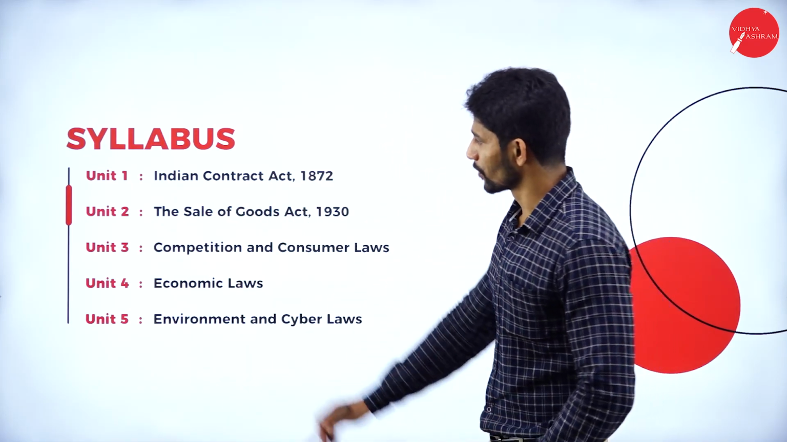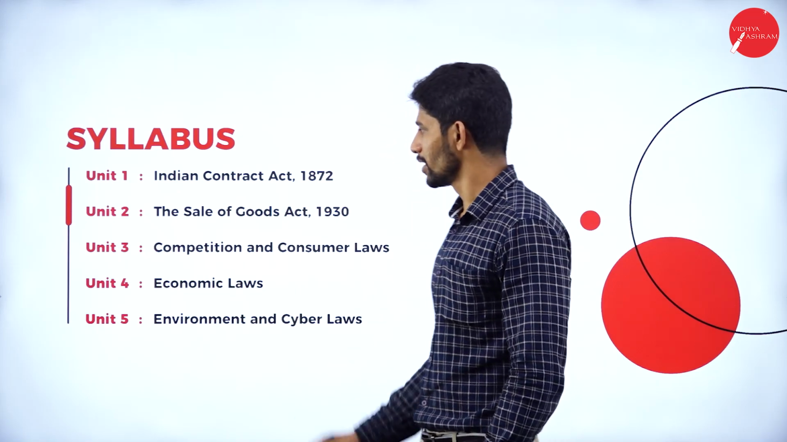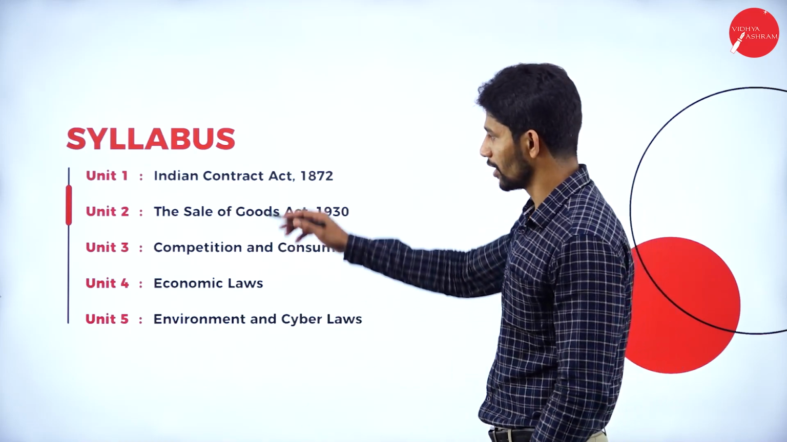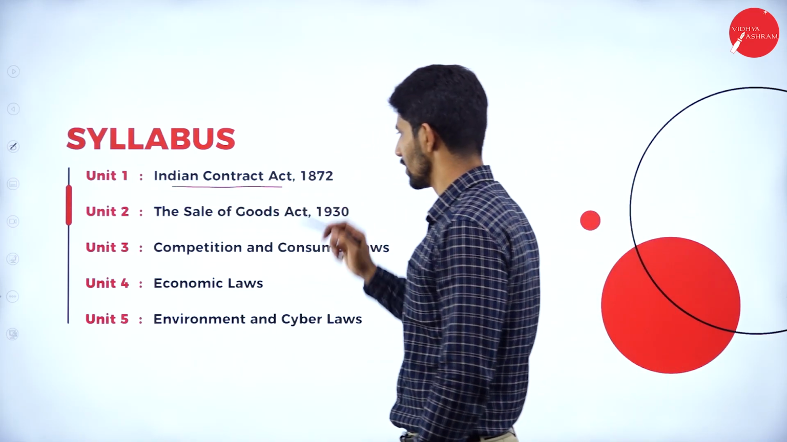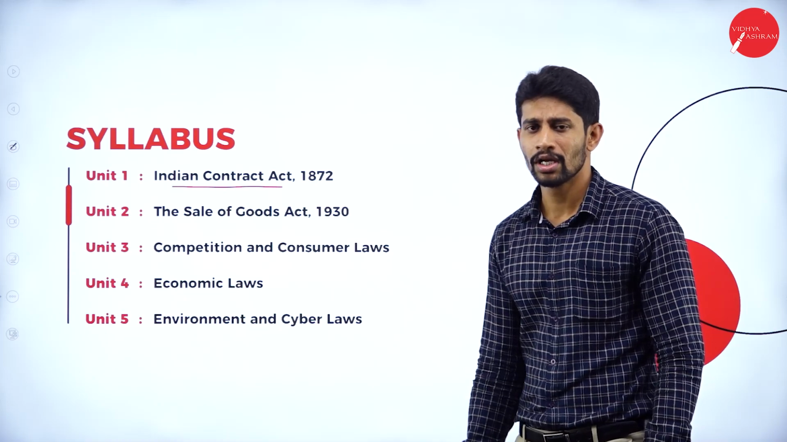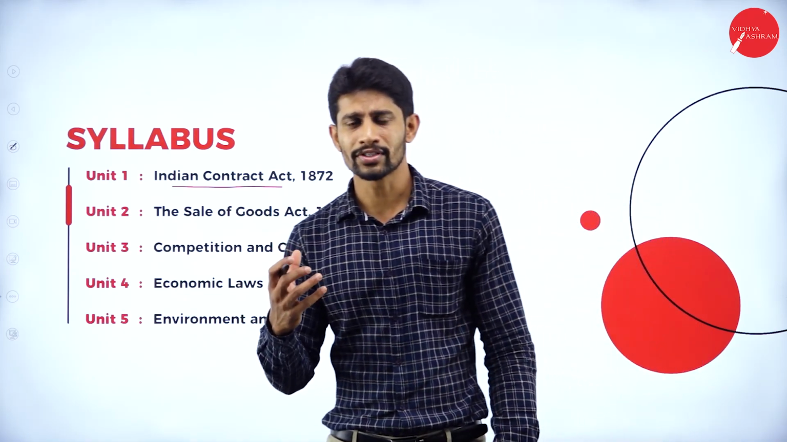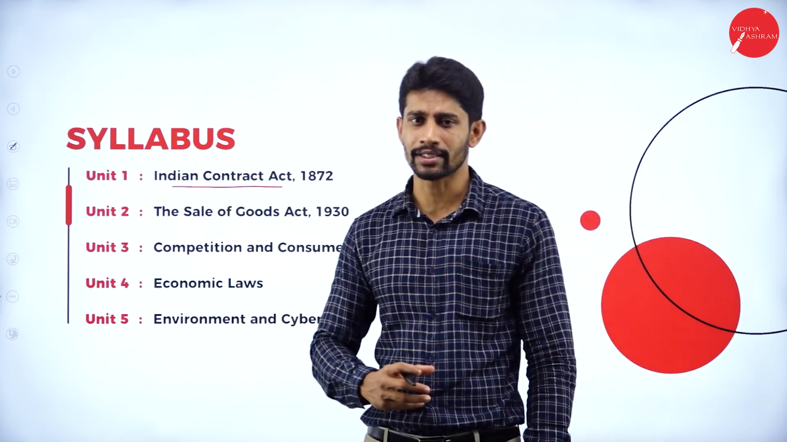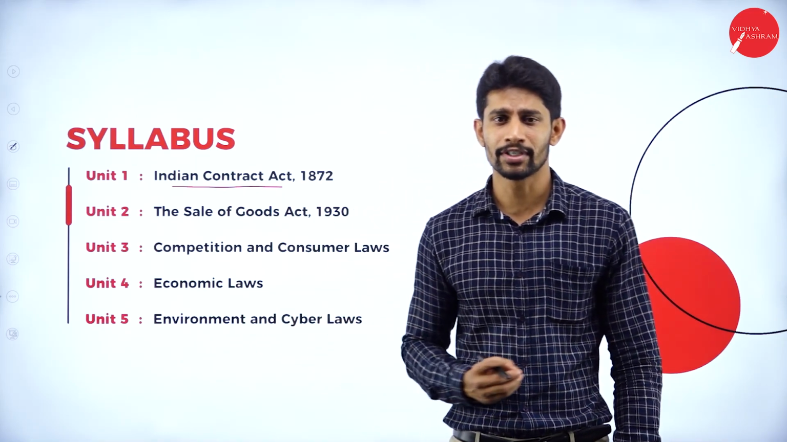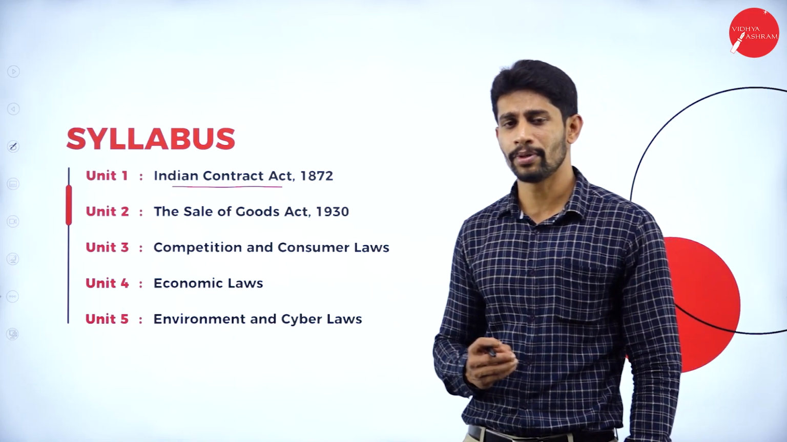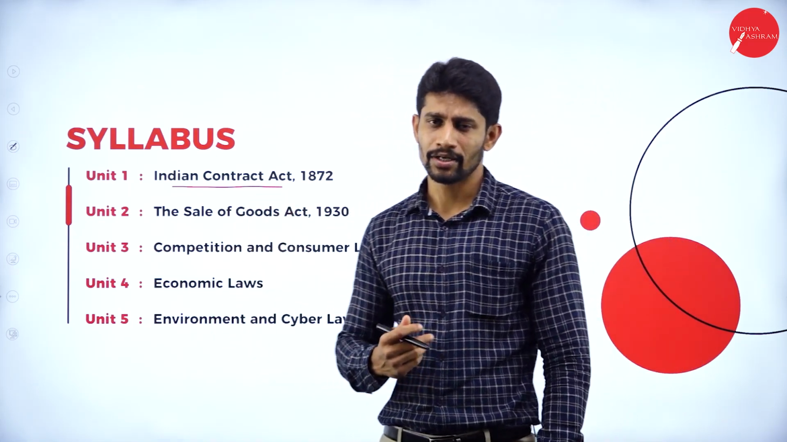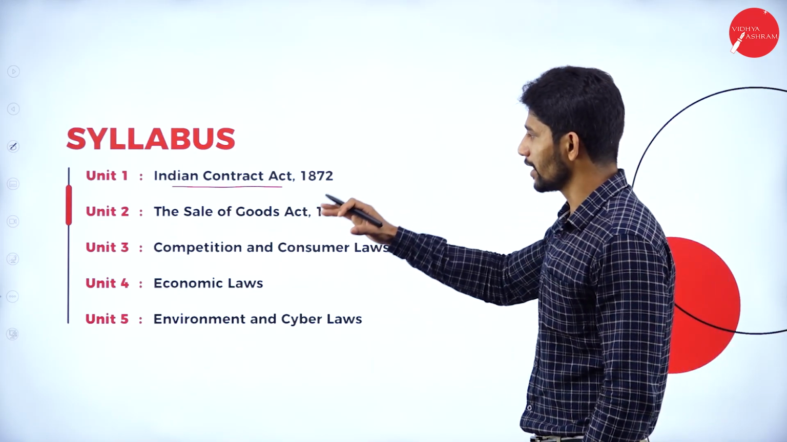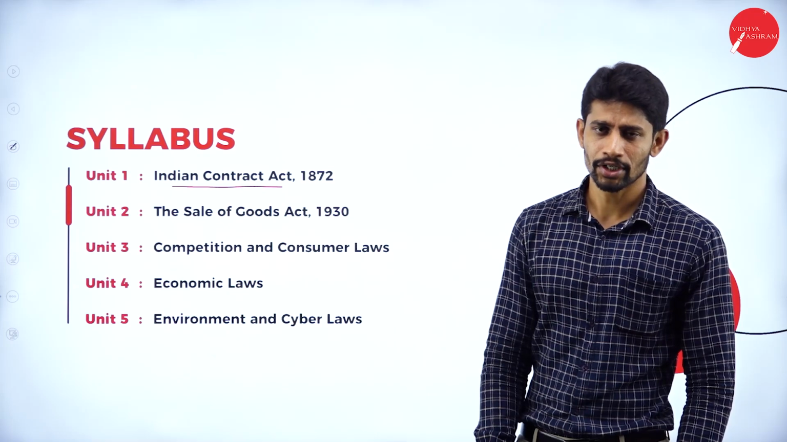Which are those? First unit deals with the Indian Contract Act 1872. That means in the first unit you are going to learn what is contract, what are the needs of contract, who can get into contract, and how the contract will be executed or rejected. About this you are going to study in unit number 1, that is Indian Contract Act 1872.